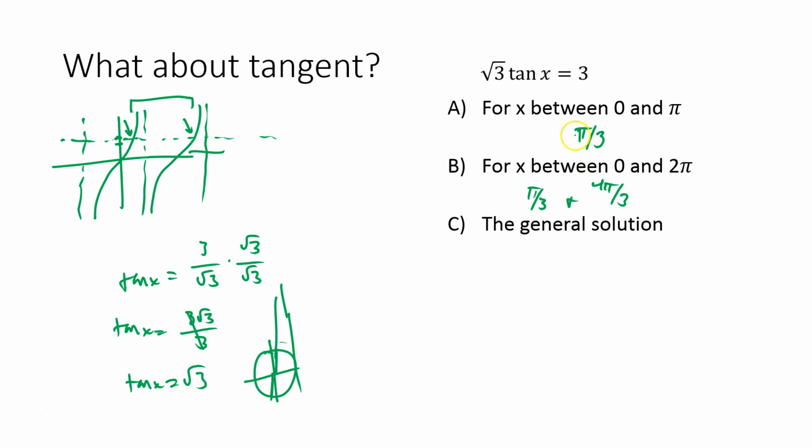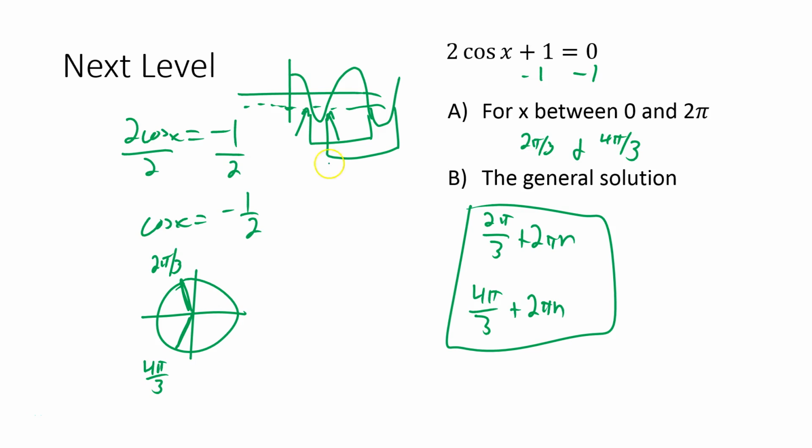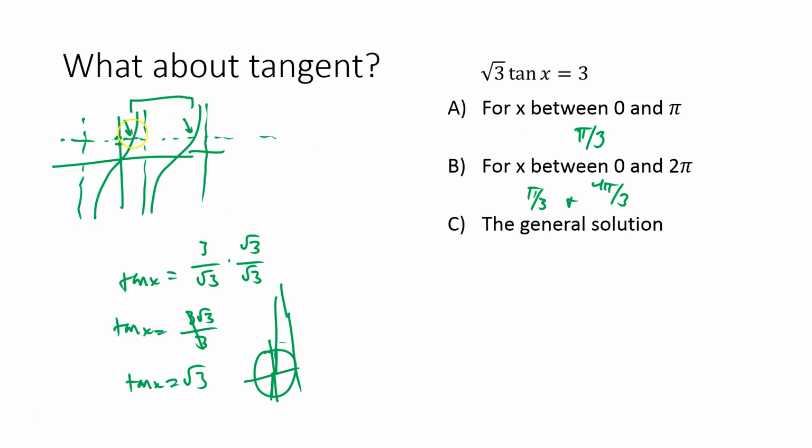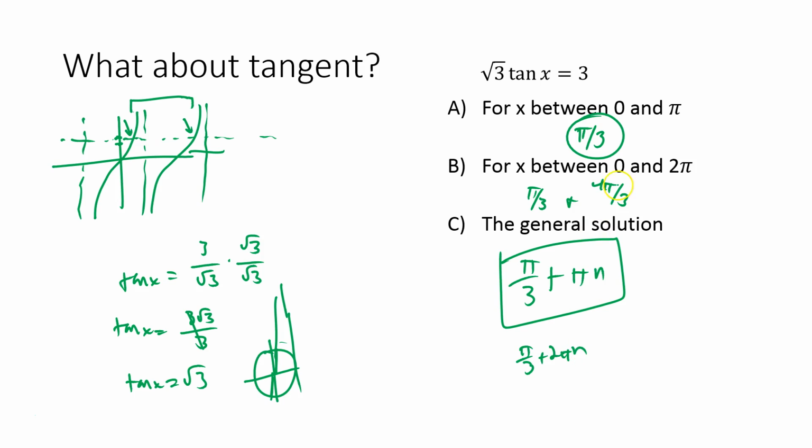You really only need one solution because there's no uphill and downhill like we had with cosine and sine. Because you had to hit those two, because within a period you could hit two different ones. With tangent, we only get the one that it comes from on each swoosh. So really all you need is the pi over 3. And then you add the period, which for tangent is pi n. The other option is you could write pi over 3 plus 2 pi n and 4 pi over 3 plus 2 pi n. But that seems like a little bit more work than you need.